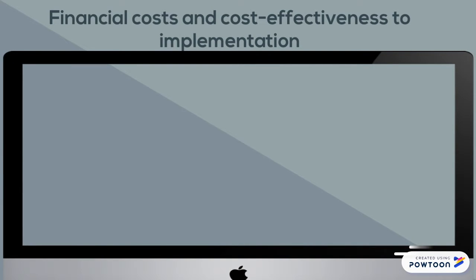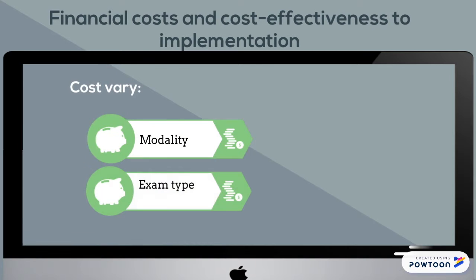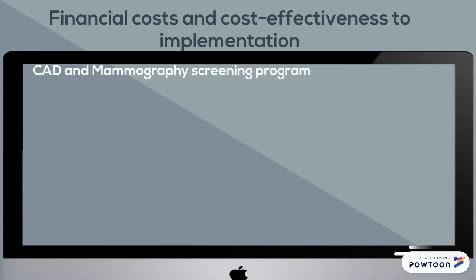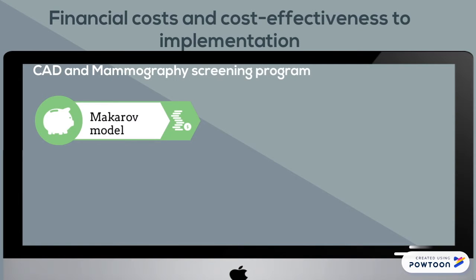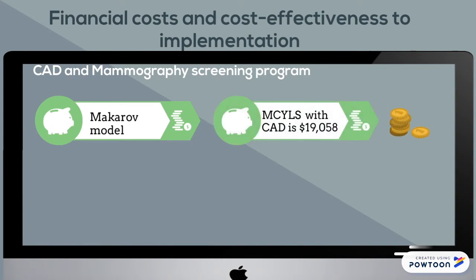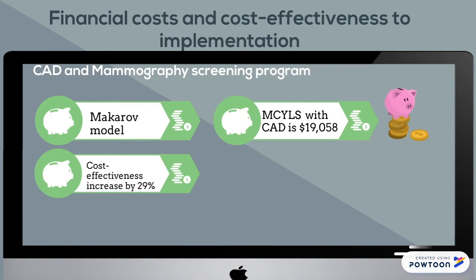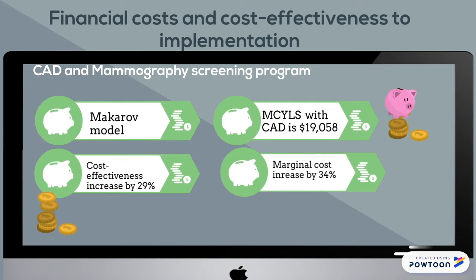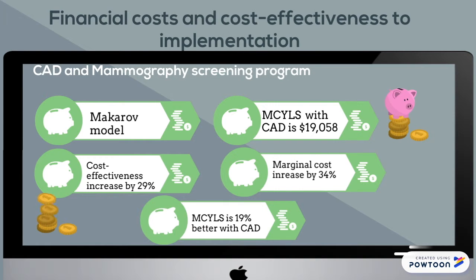The costs vary in broad ranges depending on modality, type of exam conducted, or country of origin. For example, the Makarov model was developed to see cost effectiveness in mammography screening program. Adding CAD to mammographic screening program resulted in a MCYLS, marginal cost per year of life saved, of $19,058. CAD increases the marginal effectiveness of screening by 29%. However, the marginal cost of screening is also increased by 34%. Overall, the MCYLS is 19% greater for CAD added to screening versus screening mammography alone.